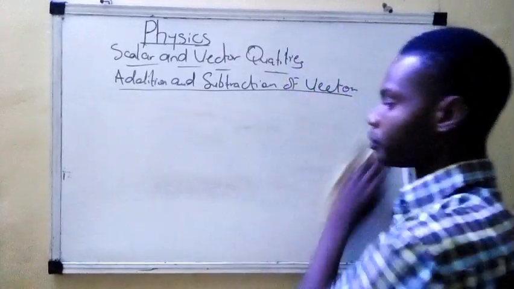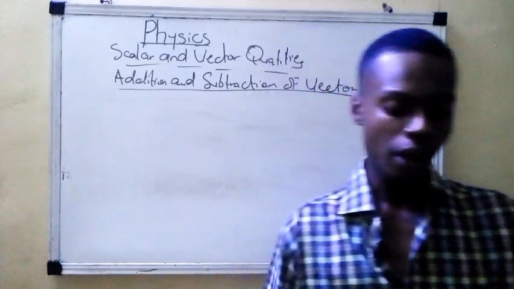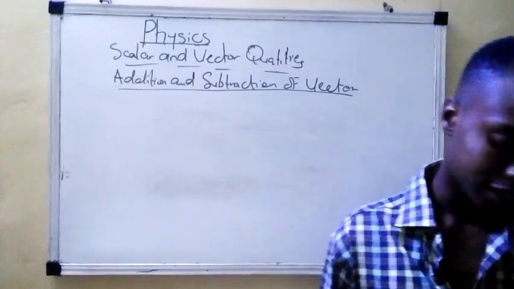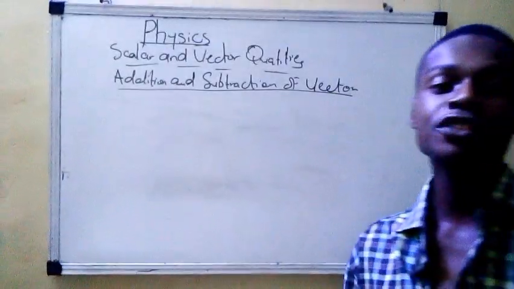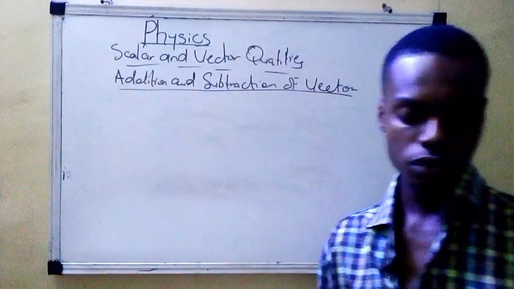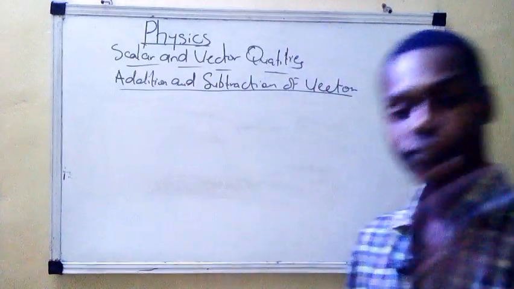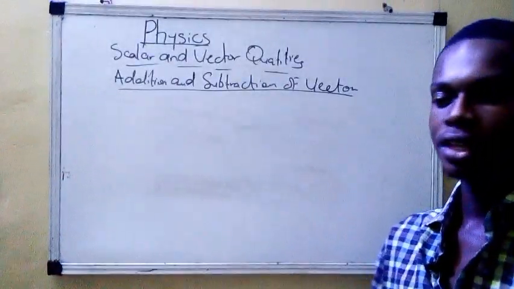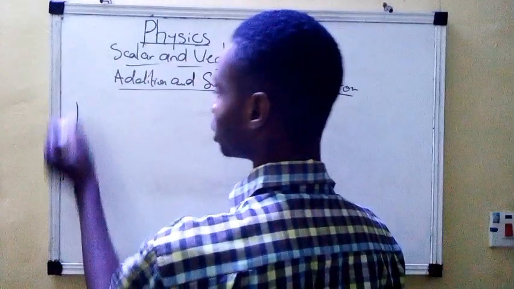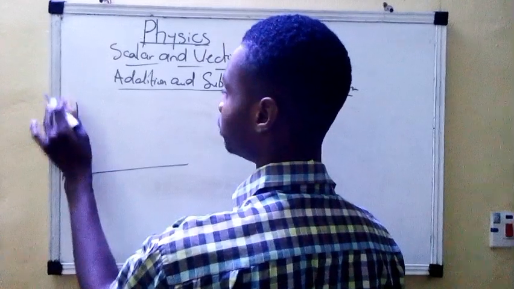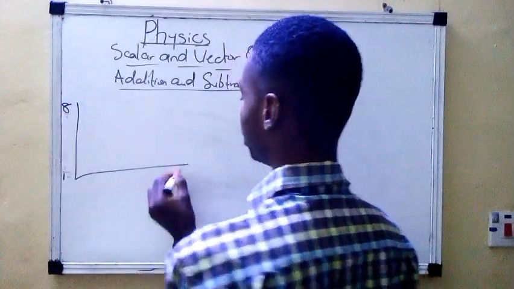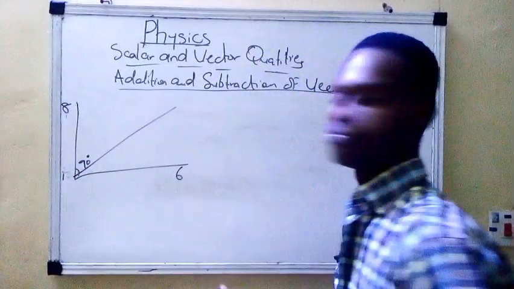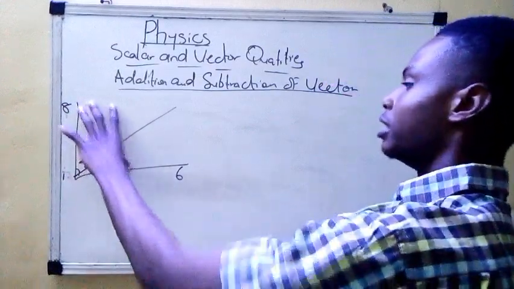Now pen down. For you to know this is a perpendicular vector, what you should know is that when F1 and F2 are inclined at a right angle, 90 degrees, it is a perpendicular vector. For an example, let's say here is 8, here is 6, and this is the 90 degrees.